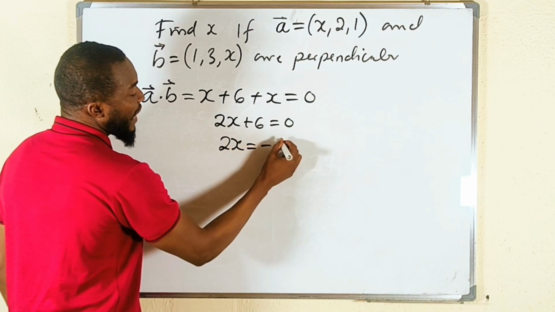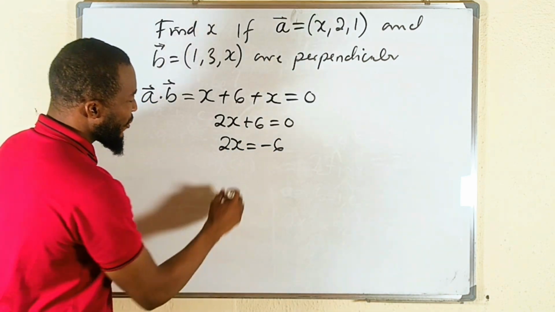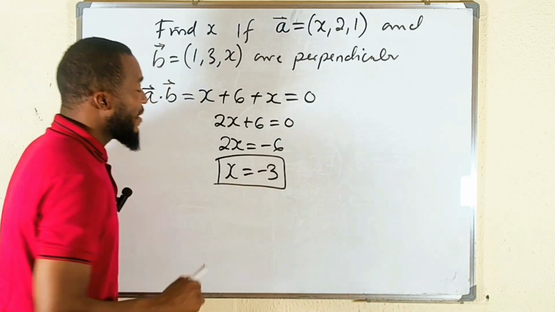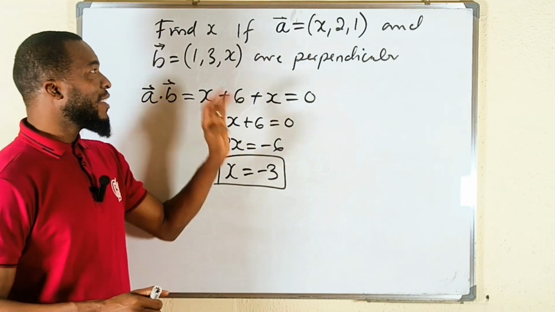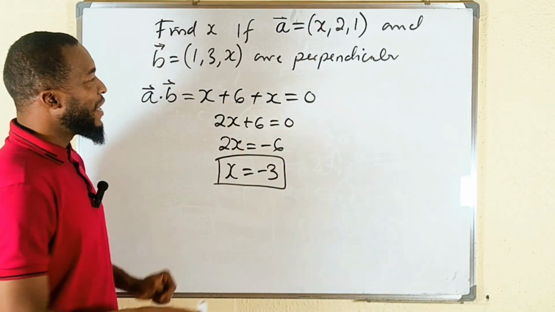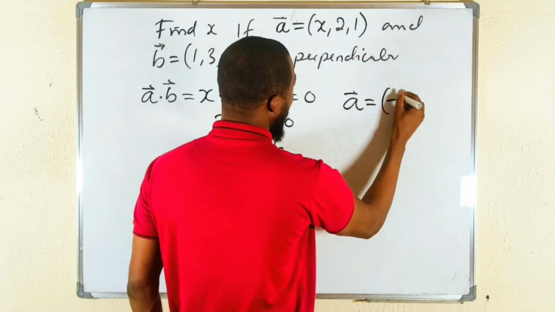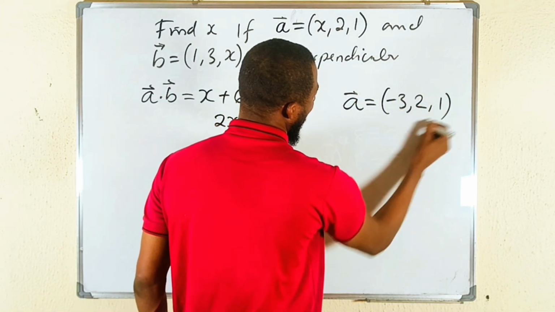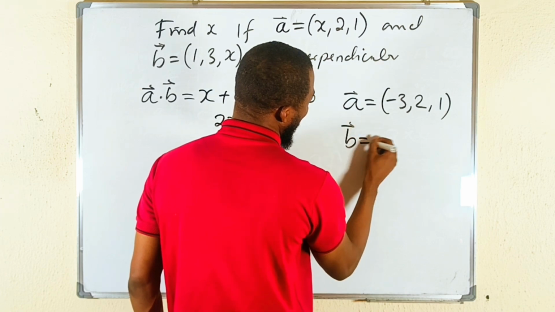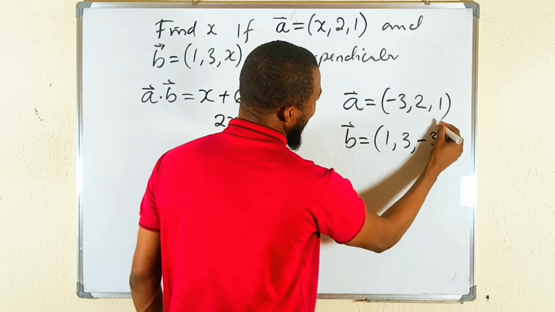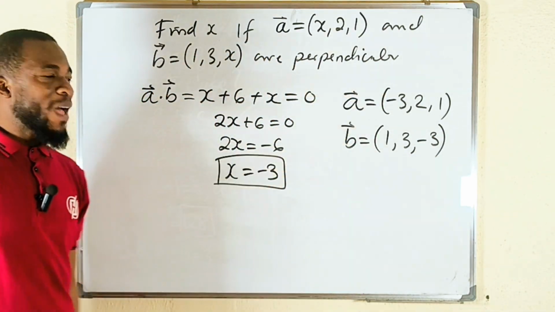2x is equal to negative 6, and you divide both sides by 2, you have x equal to negative 3. So the value of x is negative 3 provided these two vectors are perpendicular. So the real vector A is negative 3, 2, and 1, and the real vector B is 1, 3, and negative 3. Yeah, so these two vectors are perpendicular.